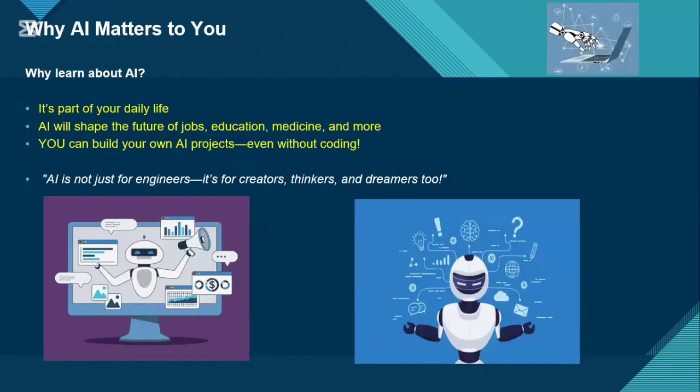Why AI matters to you? Why do we need to know about AI? As the world is changing, we know AI is becoming increasingly important. It is part of our daily life. We can no longer separate ourselves from the artificial intelligence anymore, so we need to know about it. AI will shape the future, jobs, education, medicine, and almost all the sectors of our life. You can build your own AI projects even without coding. So if you have knowledge about artificial intelligence, it can benefit you in almost every field that you are going into.